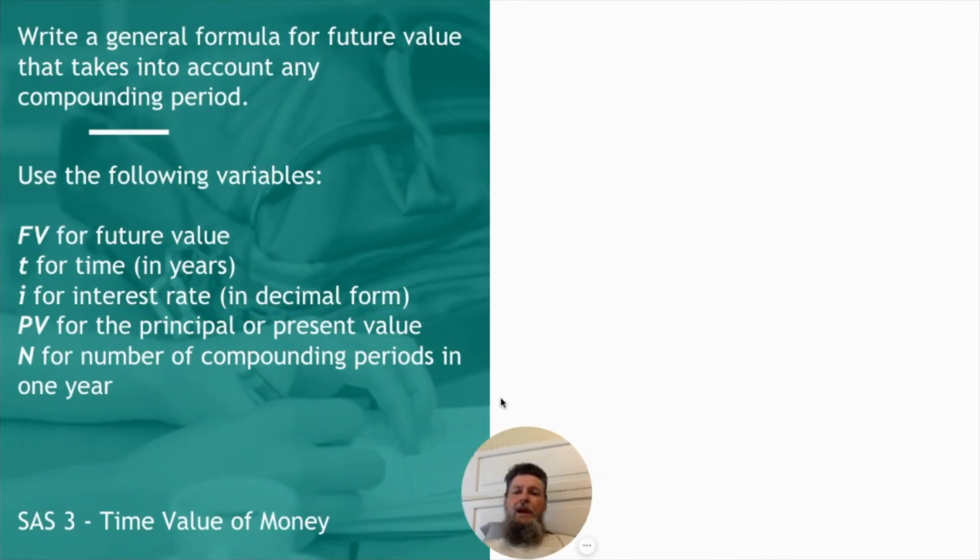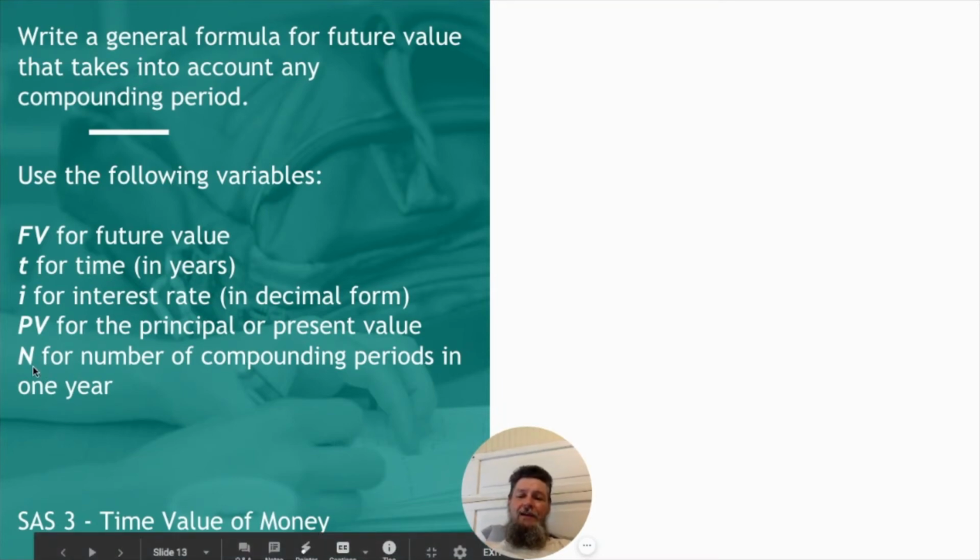So, now let's write a general formula for future value that takes into account compounding period. We're going to use the same things that we had before. Now, there's a little difference. We have another value that we didn't have before, a variable called N. It's the number of compounding periods in 1 year.